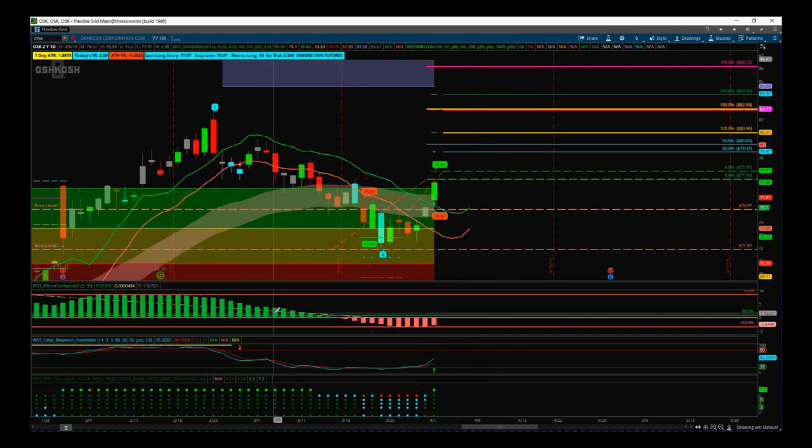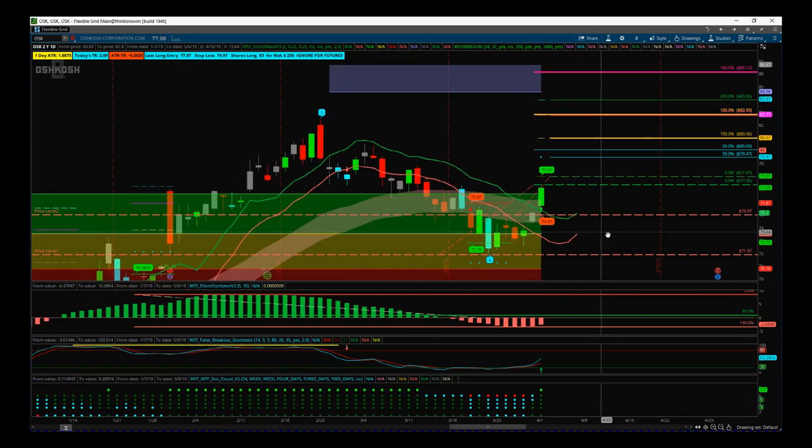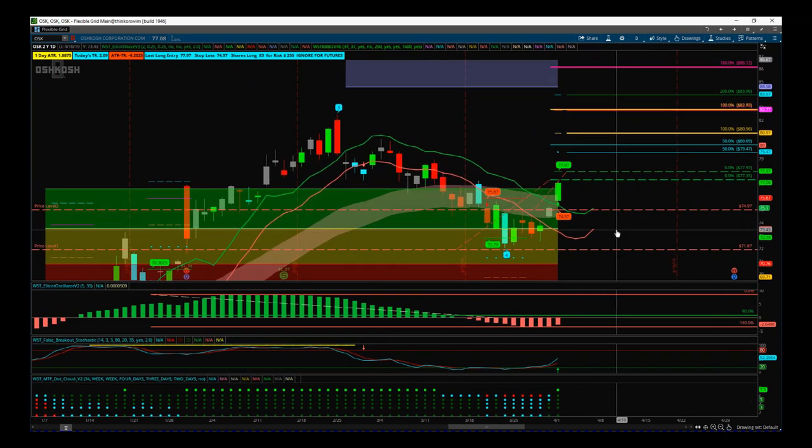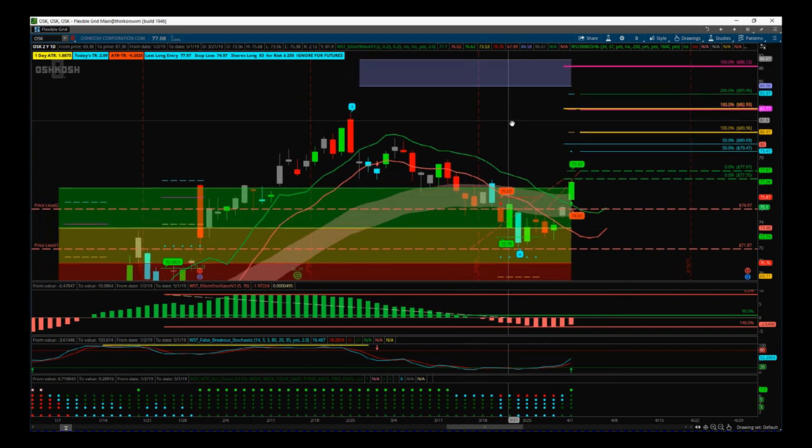Everything stacks up on the 535, on the false breakout stochastic, and now we're all green on our multiple time frame dot cloud, which is part of our Black Box Breakout Indicator there. So, good entry strategies there, and hopefully this helps you to decide which type of entry you're going to take on OSK today on the daily time frame.